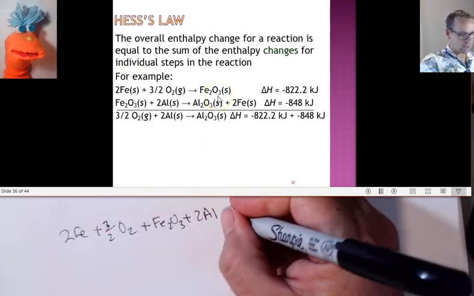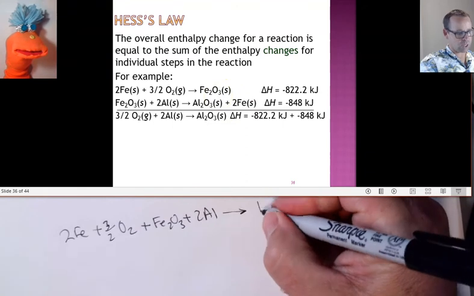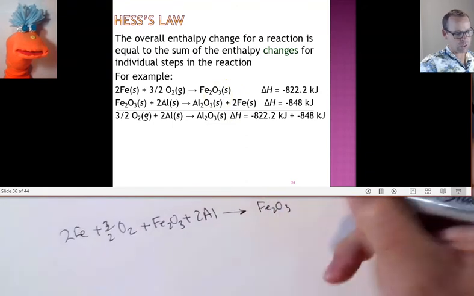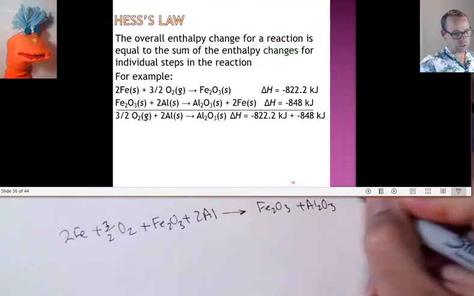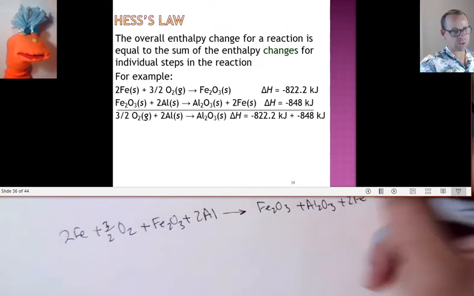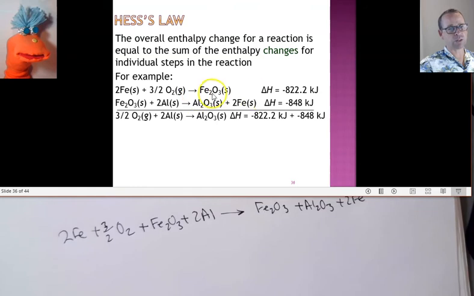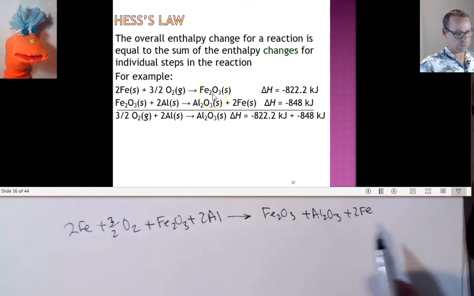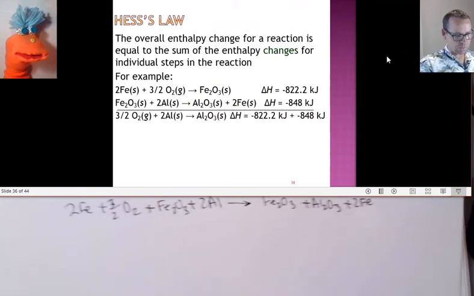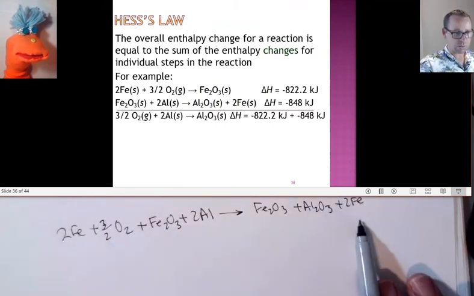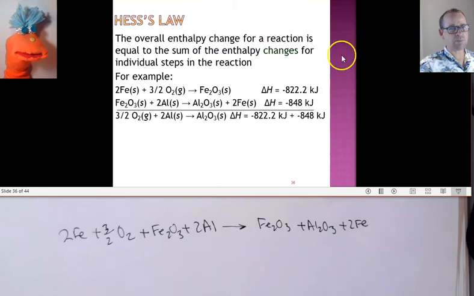And then I can write the products for both of the reactions, Fe2O3 and Al2O3 and the 2 irons, right? So now I wrote all the products for the reaction over here. The energy for this reaction has to be the same as the sum of the energy of these two reactions.